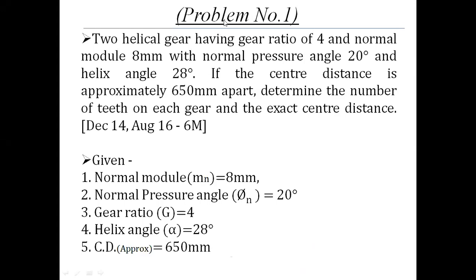The problem statement is that two helical gears having a gear ratio of 4 and normal module 8 mm, with normal pressure angle 20 degree and helix angle 28 degree. If the center distance is approximately 650 mm apart, determine the number of teeth on each gear and the exact center distance. That problem was asked in the December 14 examination and August 16 examination for 6 months.